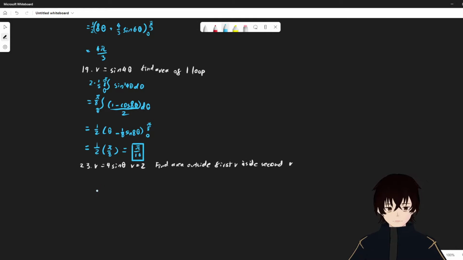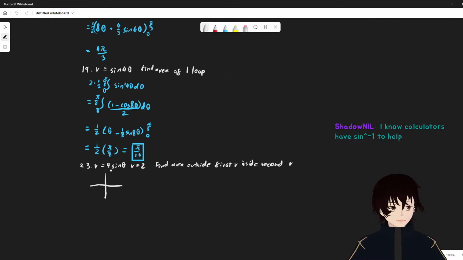Now, outside of the first r, inside of the second r, I'm gonna graph this first. For 4 sine theta, that's gonna be a circle of diameter 4, and it goes up. Calculators have arcsine. Yes, they do have arcsine. So the first equation is gonna be like that. Well, the second equation is a centered circle. And we want to find this area.